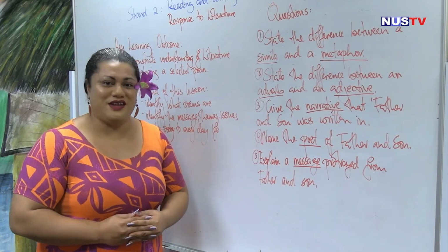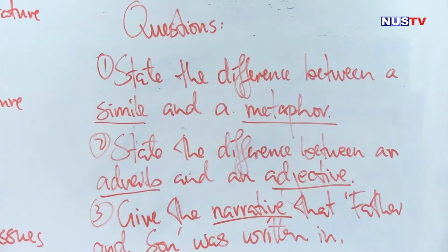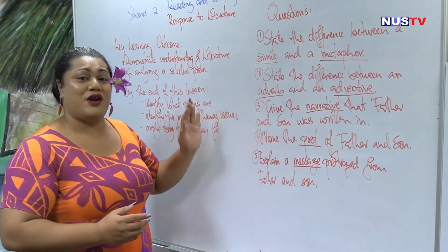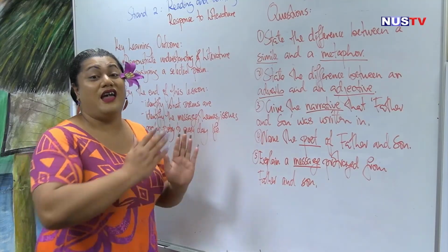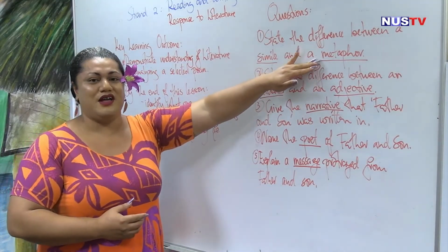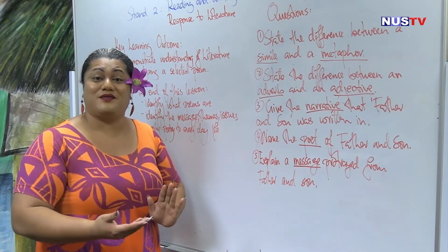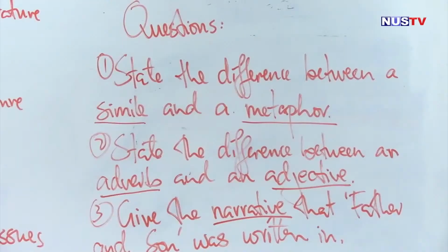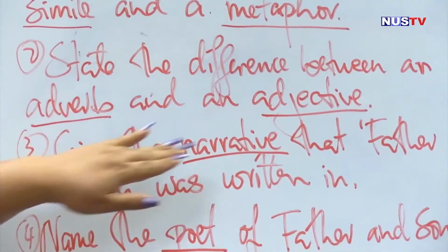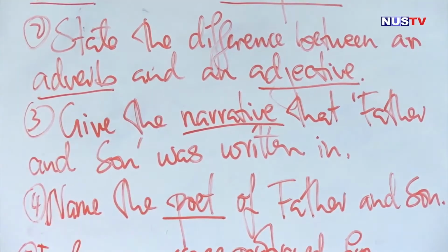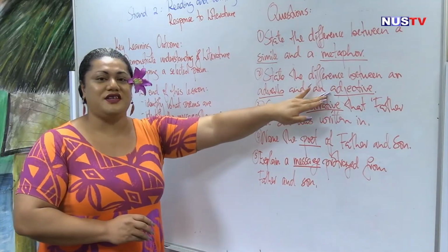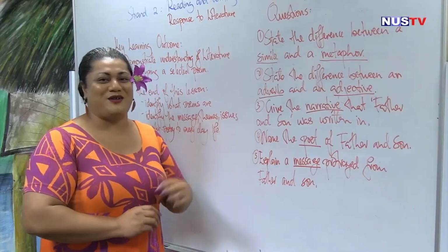Okay, let's discuss our answers together. Question number 1. State the difference between a simile and a metaphor. Hopefully you all remembered. A simile, it is a comparison of two things using as or like. A metaphor, it does not use as or like. Hopefully you got that correct, so just put a big, nice tick next to your answer. The difference between an adverb and an adjective, we also talked about this during our previous lesson. An adverb, it modifies the verb. An adjective, it modifies the noun. Awesome.